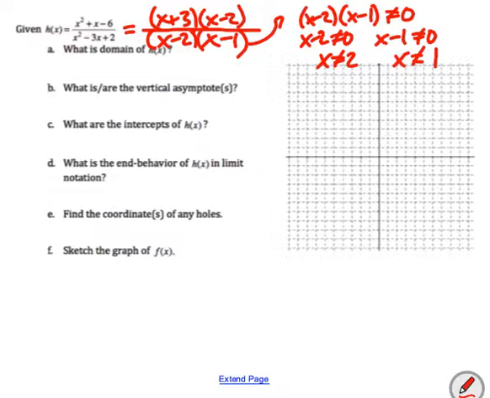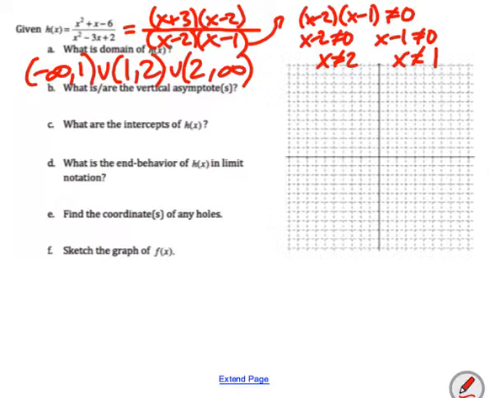So we have two domain issues here, one at 2 and the other one at 1. And so our domain for this is going to be from negative infinity all the way up to 1. We're going to union that with the numbers from 1 to 2, and we're going to union that with all of the numbers from 2 to infinity. So essentially we have all real numbers, but we're going to jump over 1, and then we're going to jump over 2, but everything else is still going to be there.